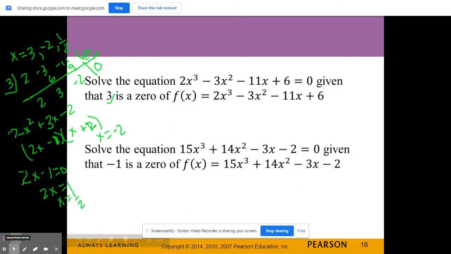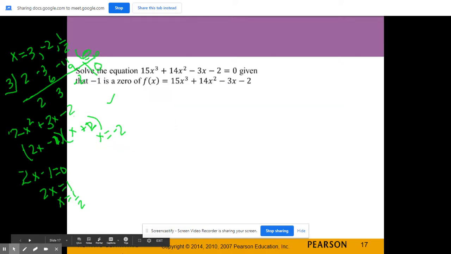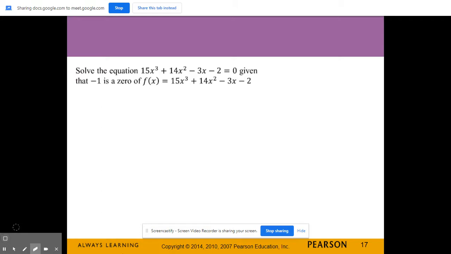Okay, so I want you to try this one on your own. So you can pause it, try it, and then see if your answers match up with mine.